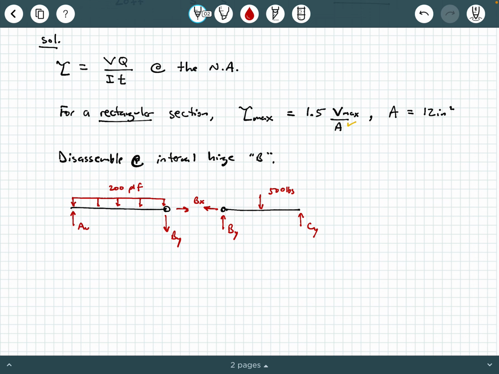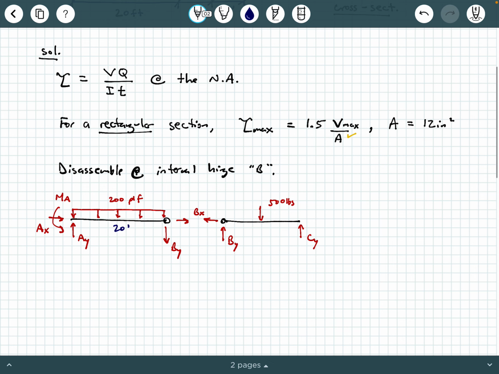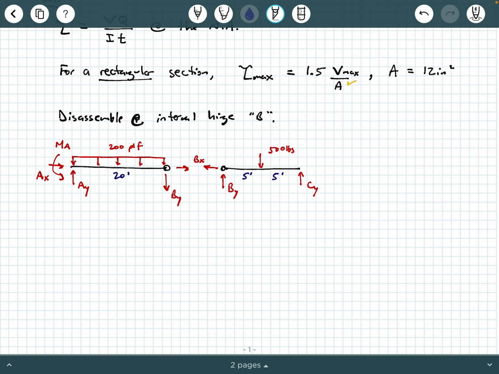And then finally, I'm going to have my AY, an AX here, and a moment here. Now, all of these unknowns, I don't know yet, but I can solve for them in a minute. I've got a 20-foot length here, and a 5-foot length and a 5-foot length. I'm going to start my analysis with this right free body diagram. I'm analyzing segment BC because I only have 3 unknowns.